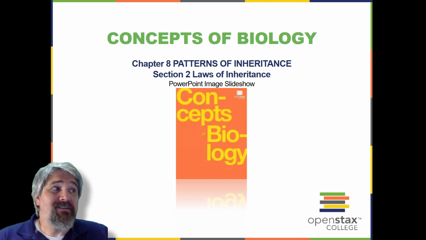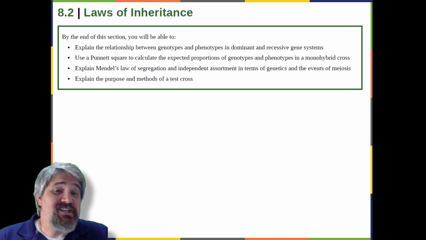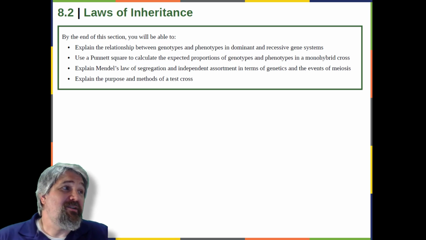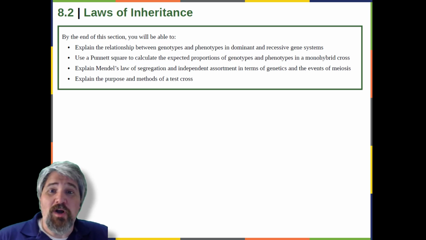Welcome to Chapter 8, Section 2, Laws of Inheritance. By the end of this section, you will be able to explain the relationship between genotypes and phenotypes in dominant and recessive gene systems, use a Punnett square to calculate the expected proportions of genotypes and phenotypes in a monohybrid cross, explain Mendel's laws of segregation and independent assortment in terms of genetics and the events of meiosis, and explain the purpose and methods of a test cross.